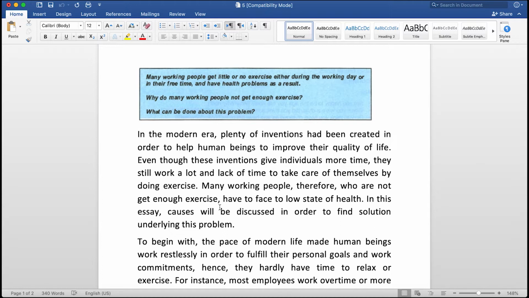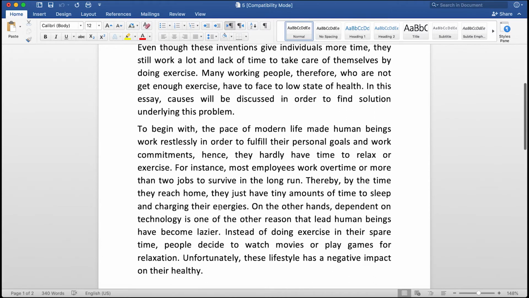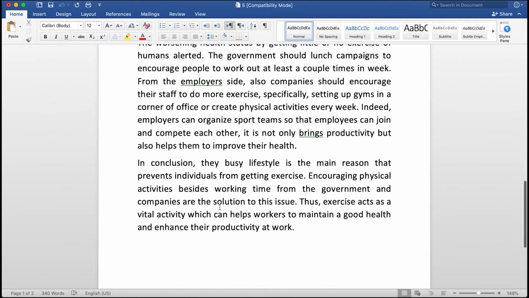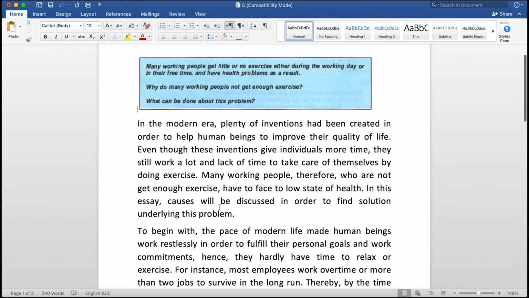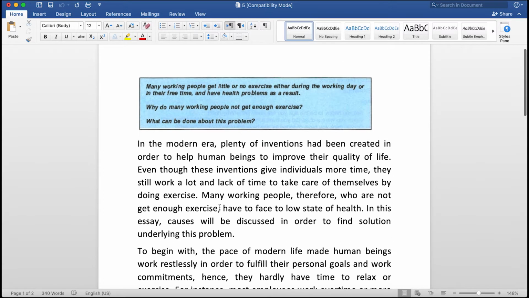All right, so we have a two-part question. We have the introduction paragraph, body paragraph 1, body paragraph 2, and a conclusion. So let's read this essay and let's try to see what mistakes there are and how they can be corrected. In the modern era, plenty of inventions had been created in order to help human beings to improve their quality of life. Okay, so plenty of inventions had been created, okay?